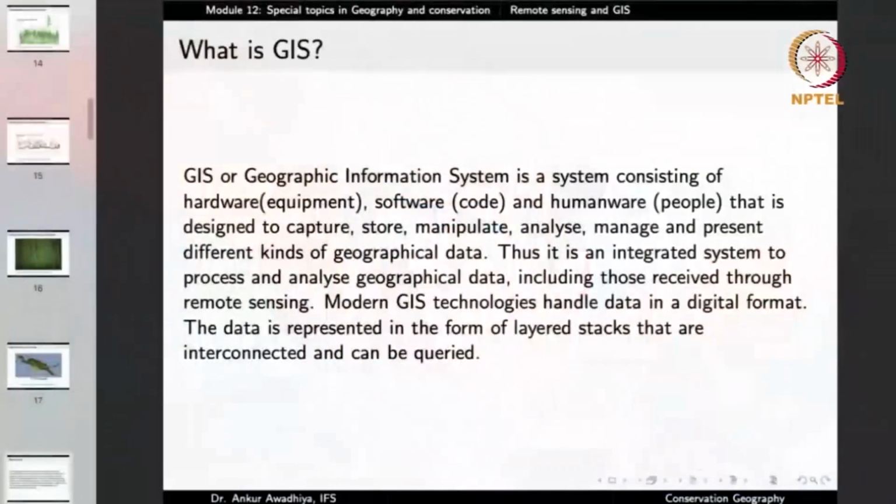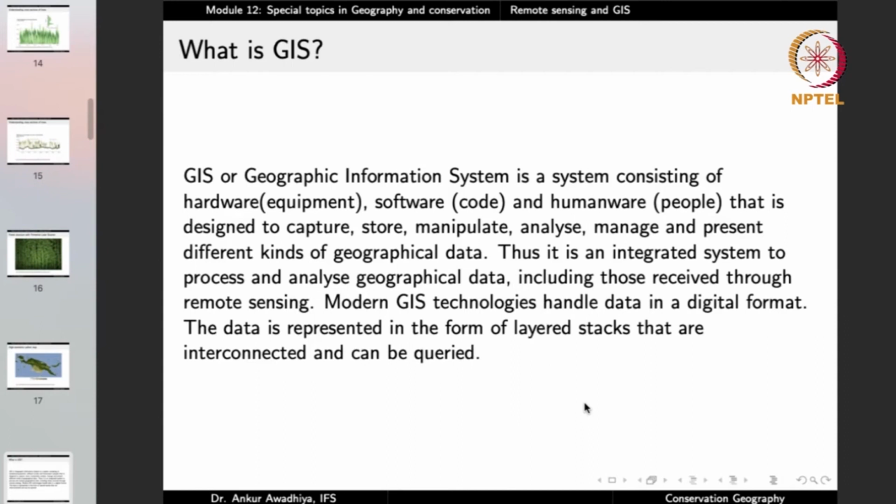Now you'll remember that in the last lecture we saw that we can superimpose the drone data on top of the satellite data. This is done by giving both of these data a certain geographical reference, so that it is possible to overlay them one on top of the other. The GIS is a suite that permits us to do that. So it is a combination of hardware, which is computers, software, and people that are able to capture, store, manipulate, analyze, manage, and present different kinds of geographical data, convert it into information, and process and analyze geographical data, including those received from remote sensing.